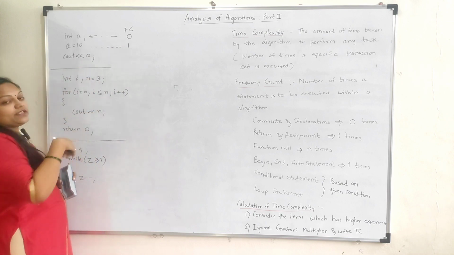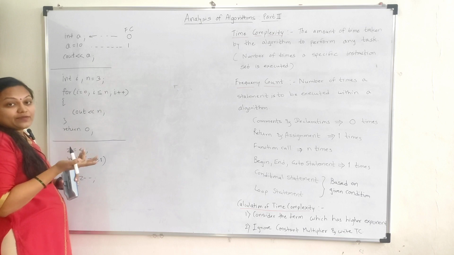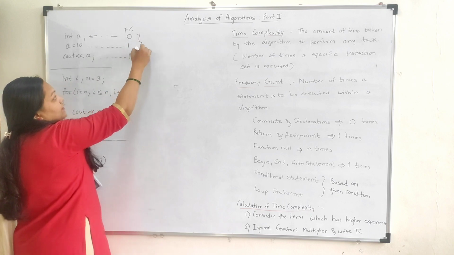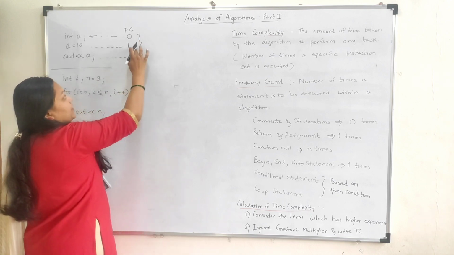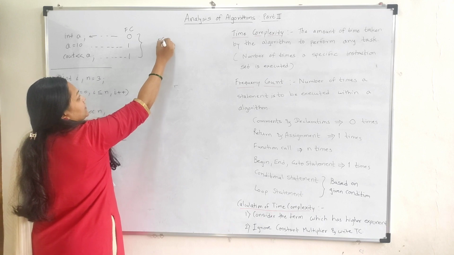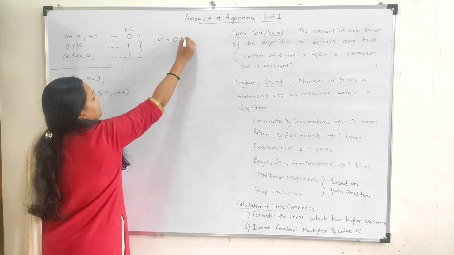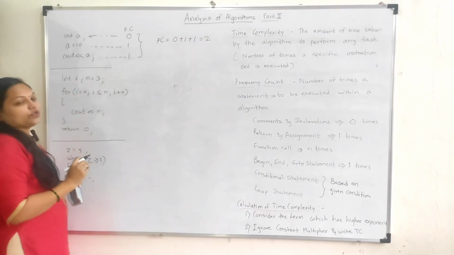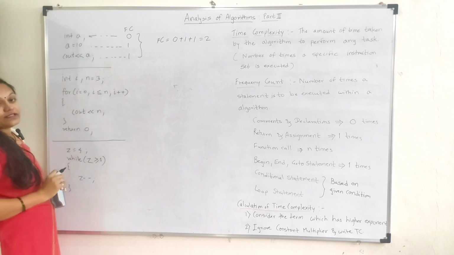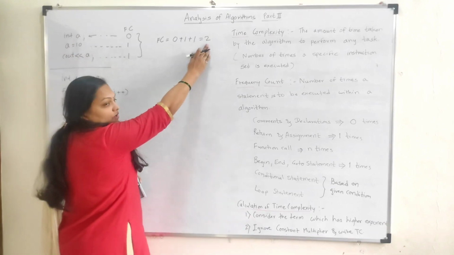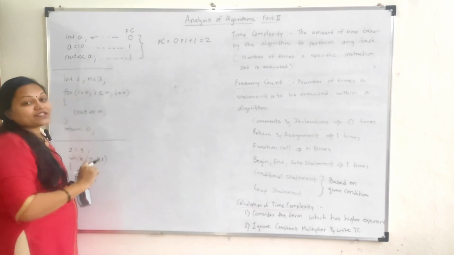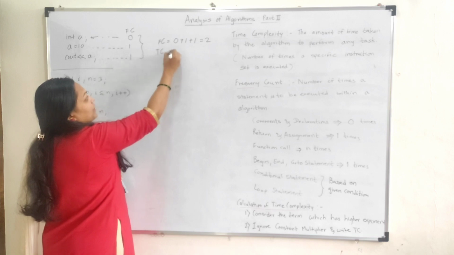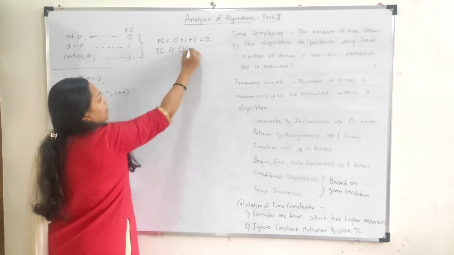Now next, here we are just displaying a. How many times will it execute? Only 1 time. So if you want to calculate the total frequency count, you need to add all these things. That is, frequency count is equal to 0 plus 1 plus 1, that is 2. So 2 is the frequency count for this example. Here it is only a constant, so this we can say is constant time complexity, and in that case you can write the time complexity as big O of 1.